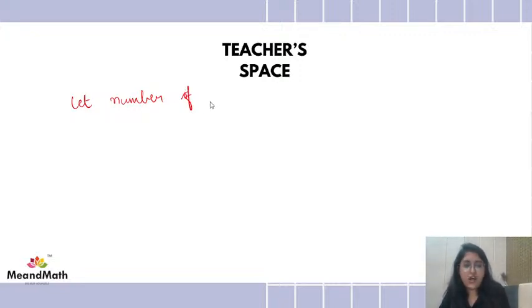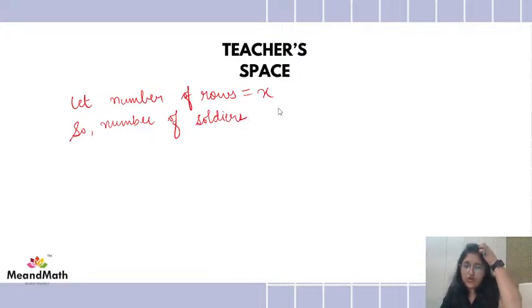Okay, so how do we do this? Let the number of rows be X. And so we can say the number of soldiers in each row, they are saying that soldiers are in each row. The number of soldiers in each row is what? That also will be X.